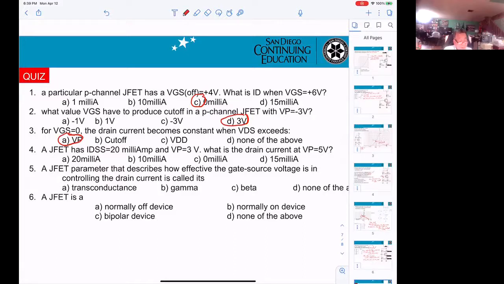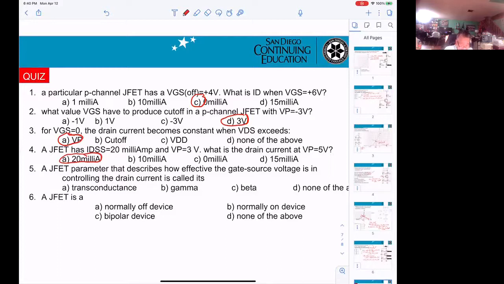You know, they have 2 regions. One will be the ohmic region, and the second one will be the constant region equal to IDSS. And they start at the constant region. Minimum value will be VP. So now VP equals 3, and they're asking the current at 5 volts. So the answer will be equal to ID at that. Okay.